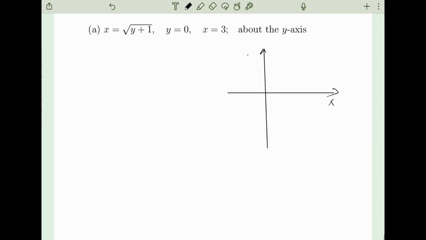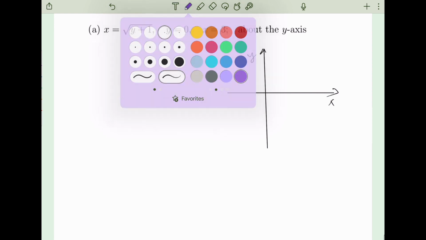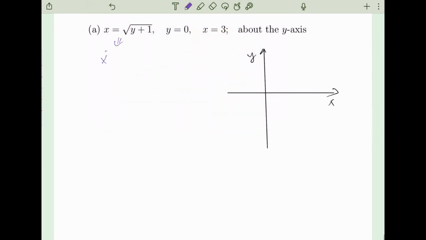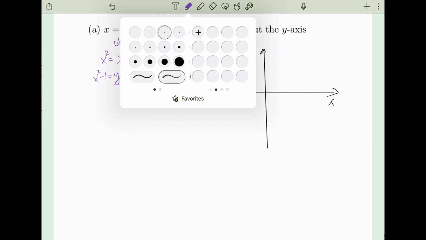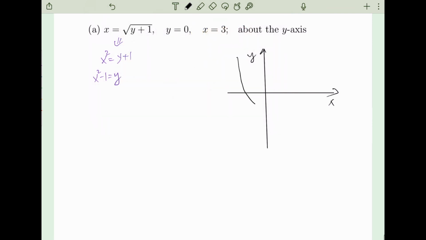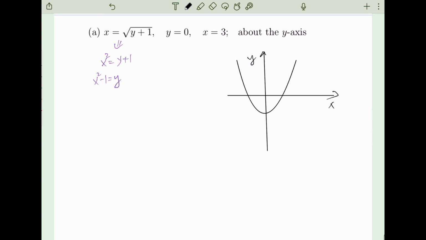This is x, this is y, right? And this x equal to the square root of y plus 1. We convert it to x squared equal to y plus 1, and move 1 to the other side, so x squared minus 1 is equal to y. So it's like that. It's a parabola. And x equal to 3, it's here. y equal to 0 is the x-axis, so we have our region here.